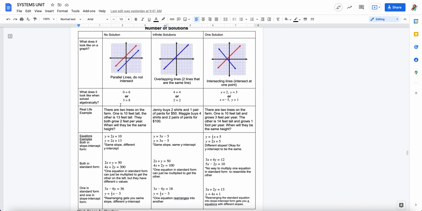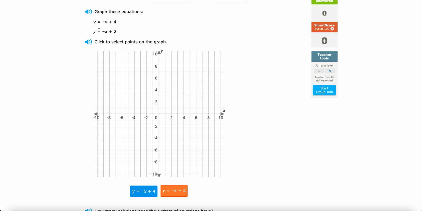Now, remember, we can also use our notes to observe the equations even before we graph them. For example, the first two equations are in slope-intercept form, and what we're going to observe is they have the same slope and different y-intercepts, so we know even before we start that our lines are going to be parallel. Let's take a look. I notice that these two lines both have a slope of -1, right? And they have different y-intercepts.